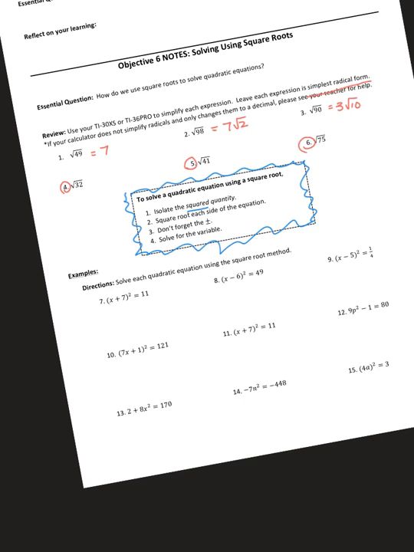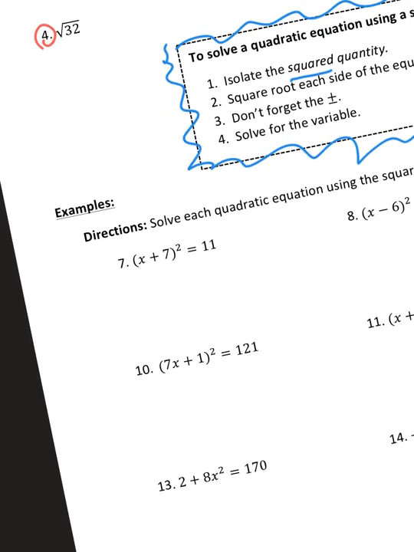The first thing, and probably the most important part, is getting used to the idea of isolating the squared quantity. So we have to identify what is being squared. In number 7, the quantity x plus 7 is being squared. Because the square is outside of the parentheses, that whole expression x plus 7 is being squared. Because there's nothing else around it, it is isolated. The squared quantity is by itself. So then we're going to go ahead and square root both sides.